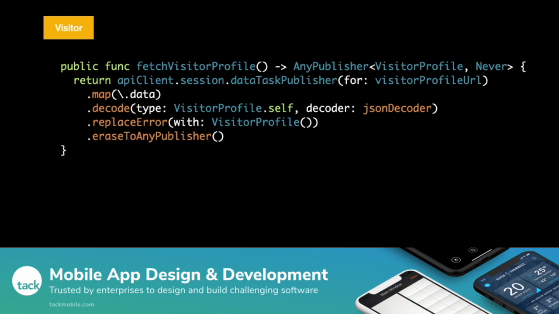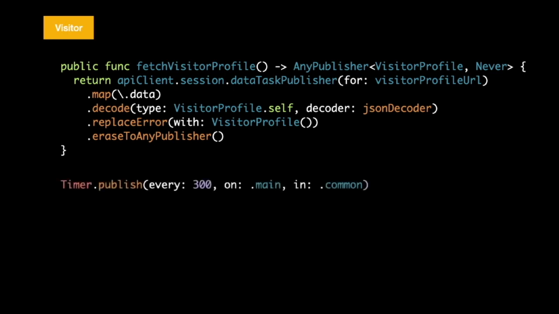Now, timers in iOS have always been a little tricky to work with, but Combine can make it much simpler. On Timer, call .publish and define an interval to publish dates on the main run loop in the common run loop mode. A timer publisher conforms to the ConnectablePublisher protocol, which means you have to explicitly call connect in order to receive events. Or you can use autoconnect that calls connect when you subscribe.